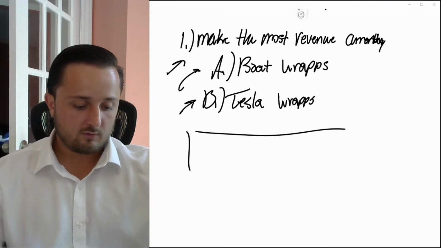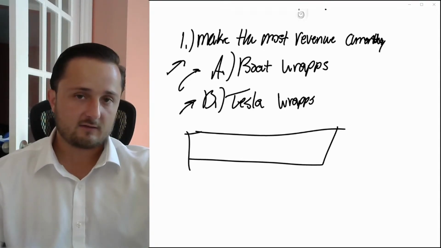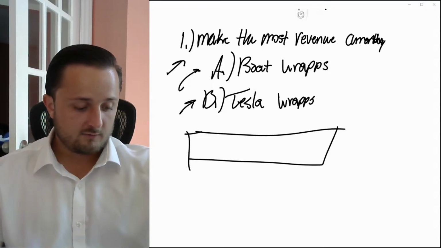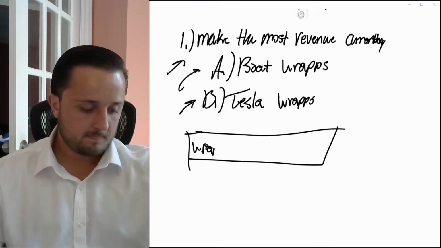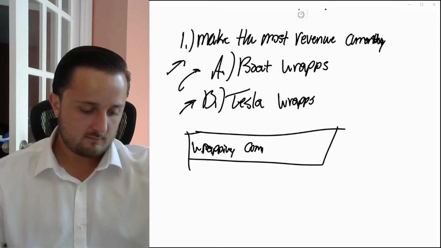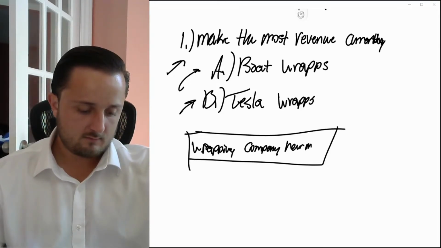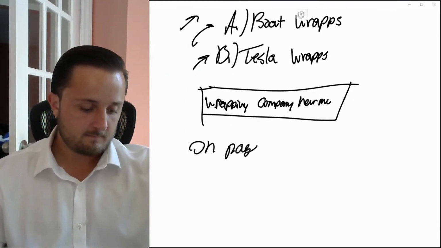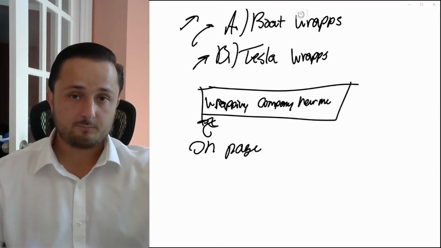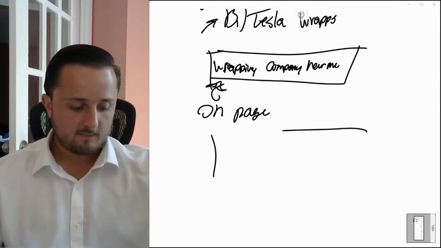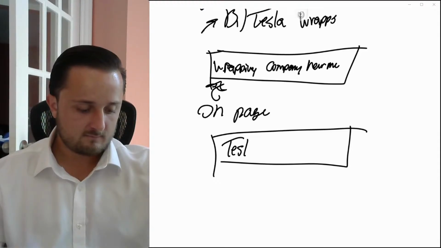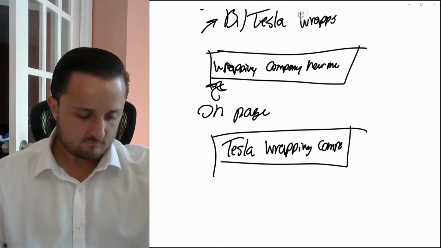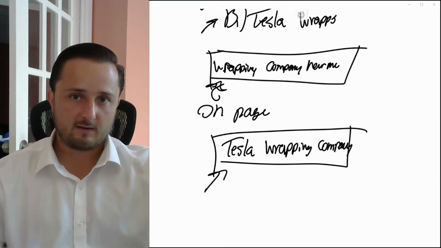Then I would go into Google AdWords and I would start looking at like, okay, so how are people searching for these services? Are they just typing in Google wrapping company near me? And then that's what I need to go and target for my on page. Or do people get really specific, right? So they have a Tesla. So maybe they type into Google Tesla wrapping company.